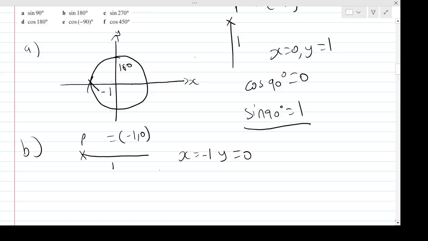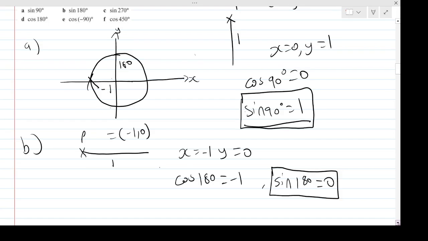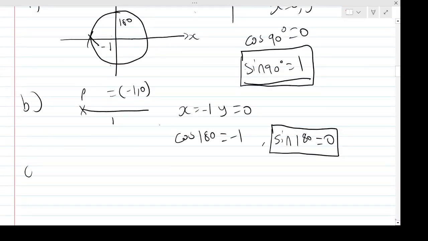But again we know that x is cos, so we can say that cos of the angle 180 would be minus 1. And y is sine of the angle, so sine of 180 would get me 0. And there we are, that's the value then. Sine of 180 therefore is 0.